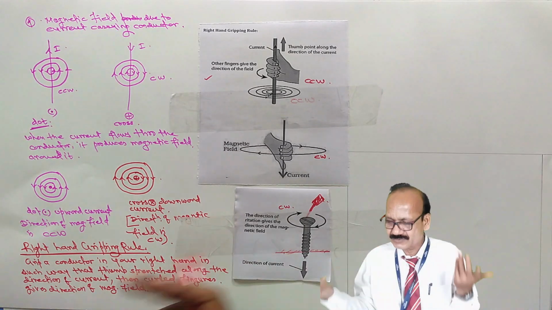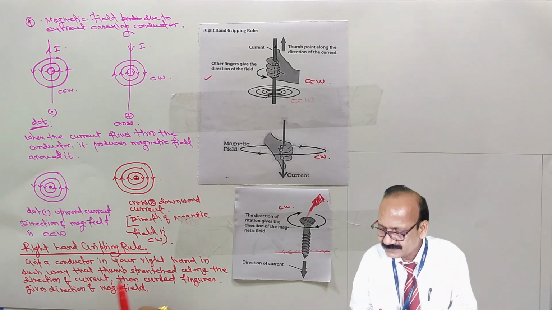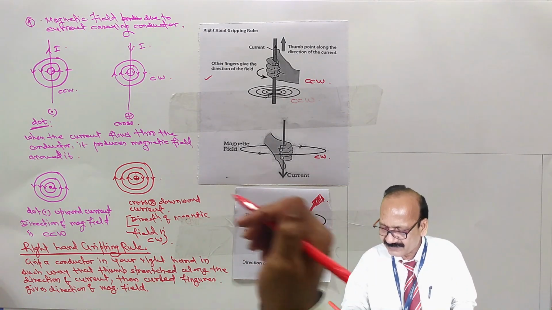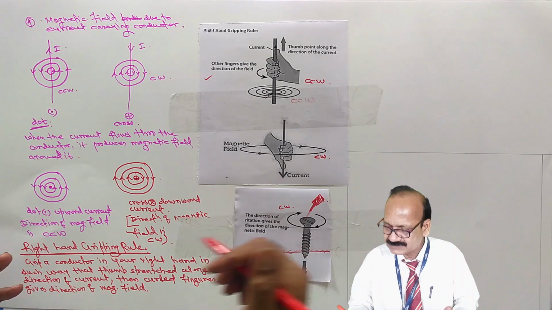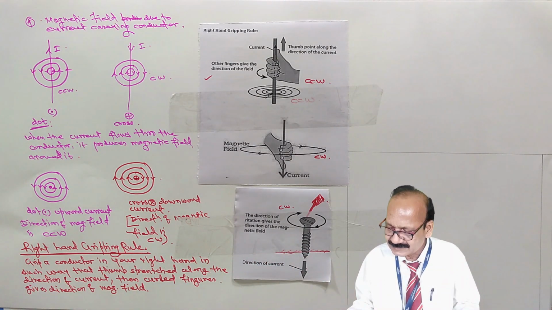Let us remove the screw. While removing the screw, we have to rotate the screw by means of a screwdriver in a counterclockwise direction, anti-clockwise direction. So this anti-clockwise direction of movement of the screw by the screwdriver indicates the direction of the magnetic field.